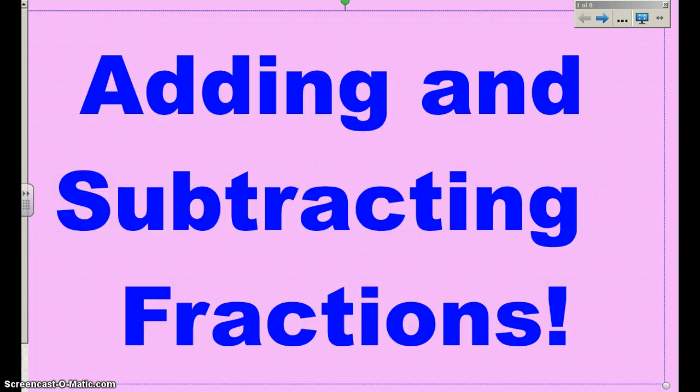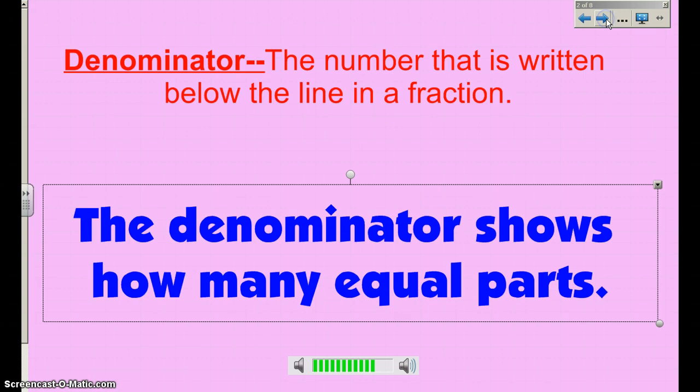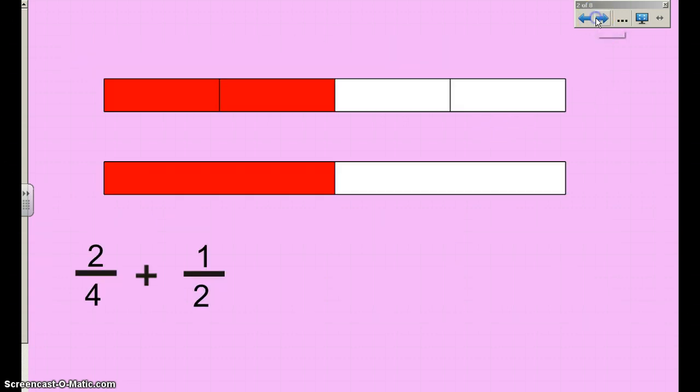Hi, this week we are going to talk about adding and subtracting fractions. We are going to use different denominators this week. And of course, our denominator is the number that is written below the line in a fraction. And our denominator will show us how many equal parts we have. So let's get started with our first example.